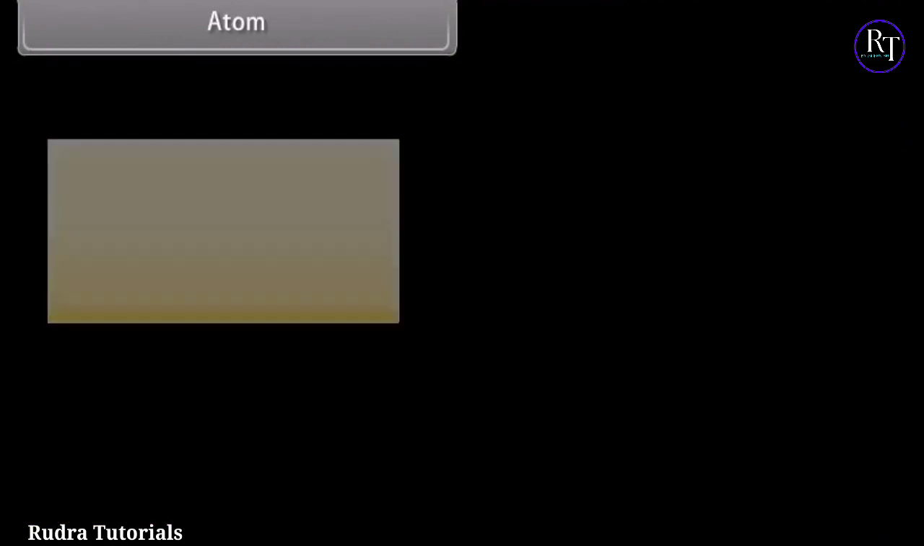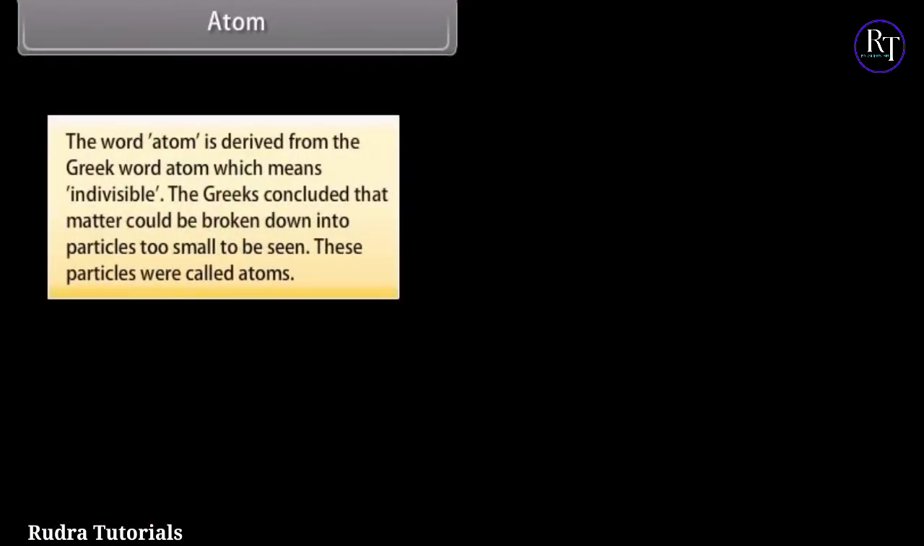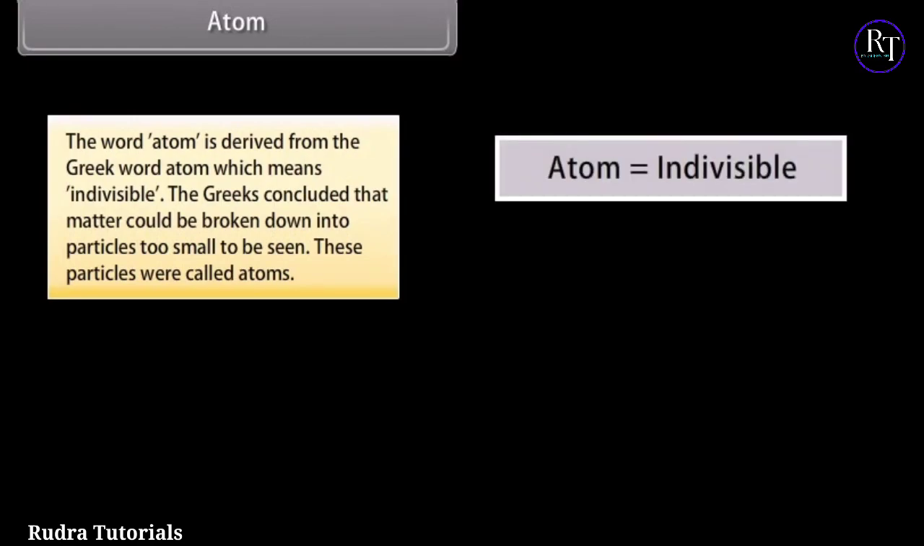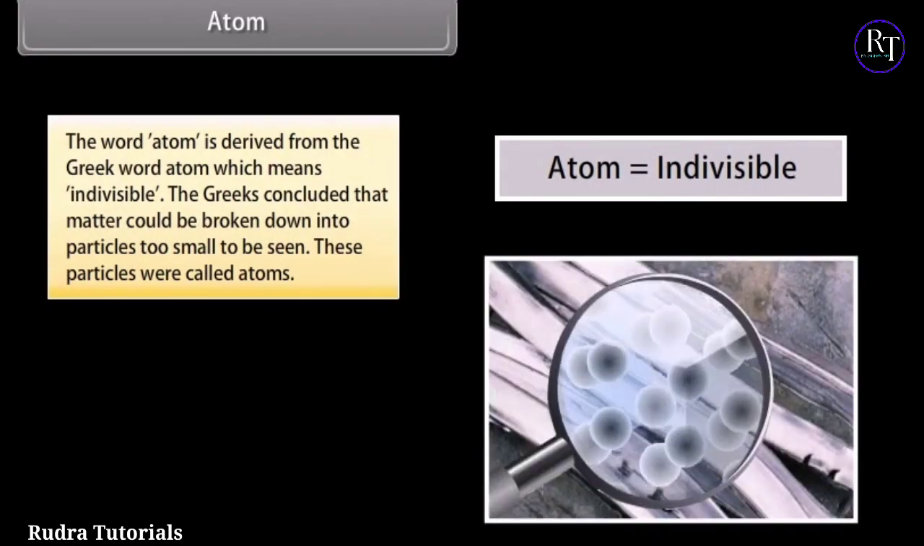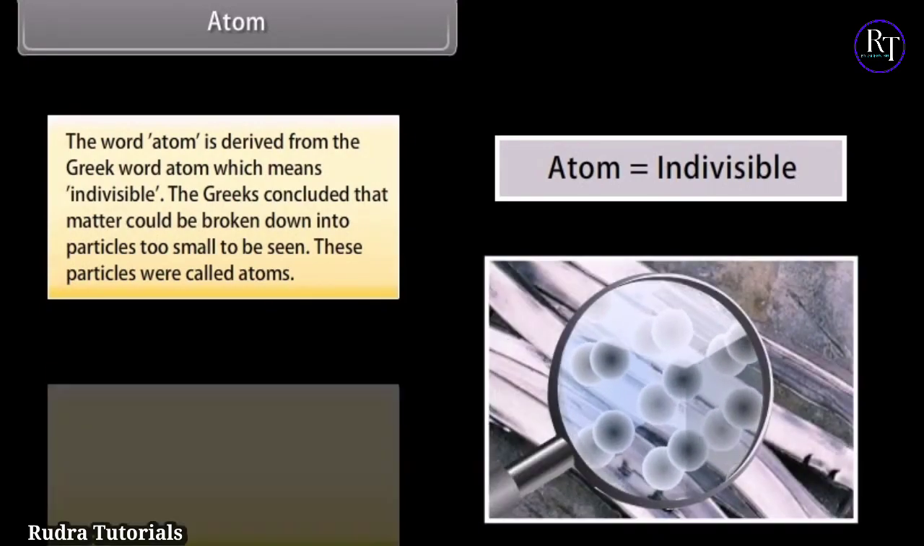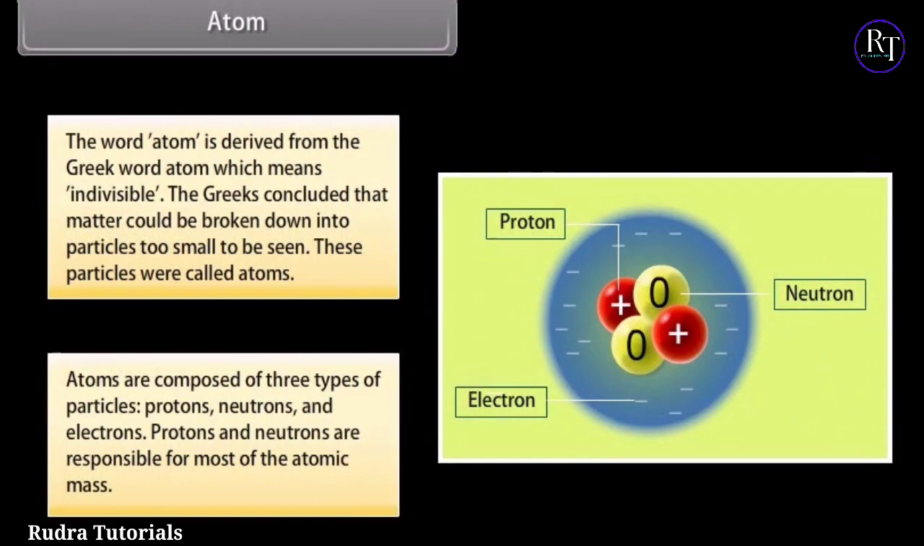Atom. The word atom is derived from the Greek word atom, which means indivisible. The Greeks concluded that matter could be broken down into particles too small to be seen. These particles were called atoms. Atoms are composed of three types of particles: protons, neutrons, and electrons. Protons and neutrons are responsible for most of the atomic mass.